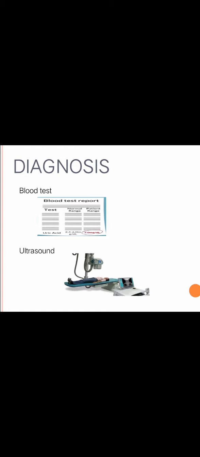Another, the doctor will examine the patient and do some tests such as blood tests. A blood test can check the level of uric acid, and a high level of uric acid doesn't always mean gout. An ultrasound, this is a painless test, uses sound waves to look for areas of uric acid.